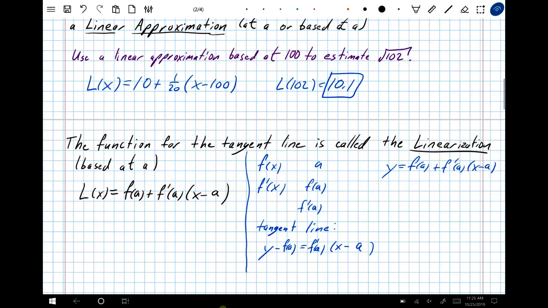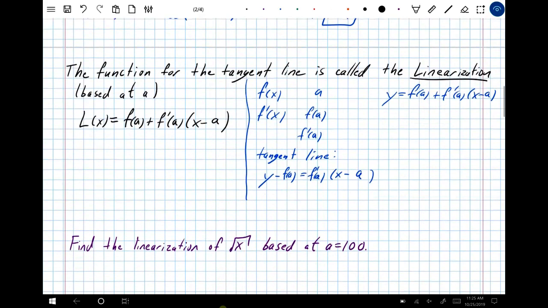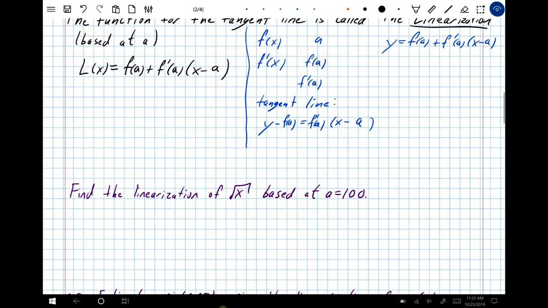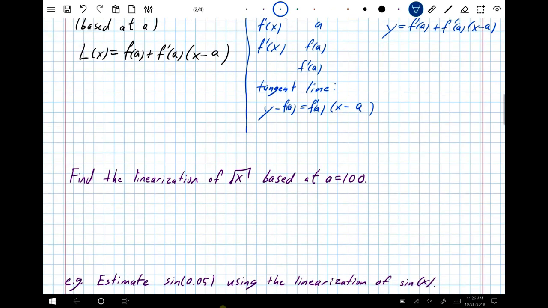Amazing. All right, with this newfound power, we should be able to do a couple of these. So let's do this one more time, just for habits. Square root of x based at 100. Let's find that linearization for repetition's sake. So f of x, we've seen this before, is equal to the square root of x. F prime of x is equal to 1 over 2 root x. A is equal to 100. F of a is equal to 10. F prime of a is equal to 1/20th.